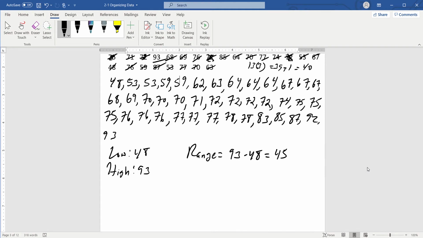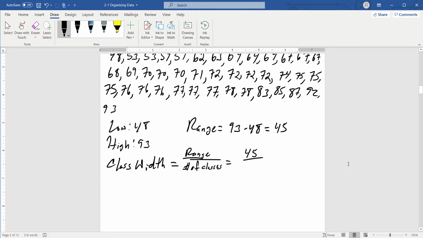Now I can find my class width. Which equals my high minus low, which I actually did here. So it can also be looked at as your range divided by your number of classes. And that's why you find these in this specific order. So you have 45, and how many classes? 7 they asked for.